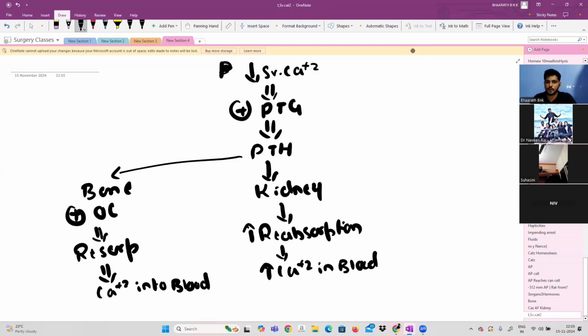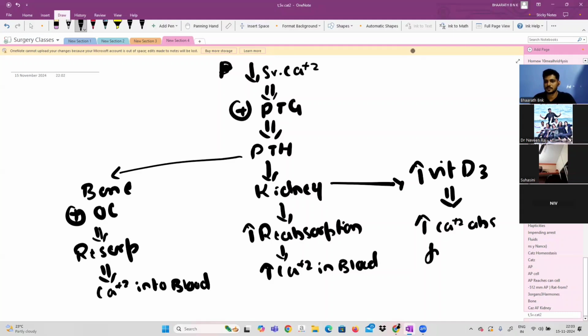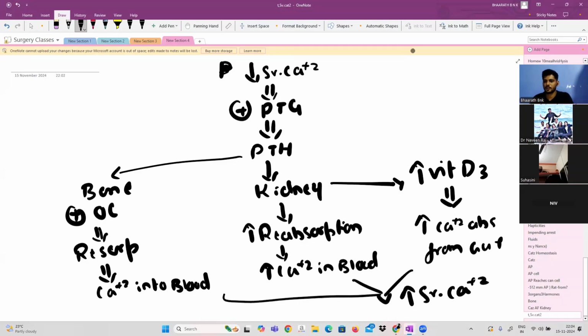Also, parathormone makes the kidney produce more vitamin D3, and this vitamin D3 will increase calcium absorption from the gut. So calcium resorption from bone is increased, calcium reabsorption from the kidney is increased, calcium absorption from the gut is increased. As a result, all of this will throw the calcium into the blood and increase the serum calcium level. So that's the work of parathyroid hormone. Whenever there's reduced serum calcium, parathormone is released and that increases the serum calcium levels.